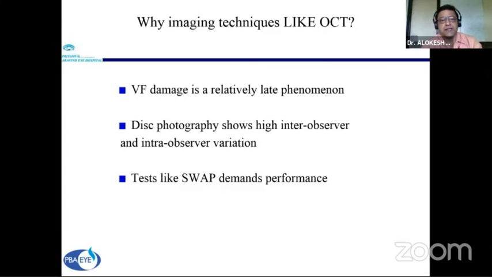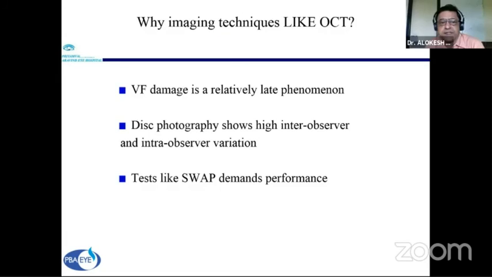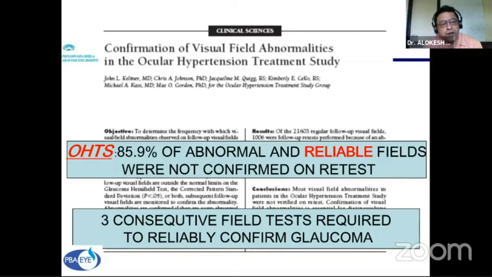So the question that first arises is why are we depending on imaging techniques like the OCT? Firstly, visual damage is a relatively late phenomenon, and disc photography or clinical examination shows higher inter-observer as well as intra-observer variation, and tests like visual field demand performance. The Ocular Hypertension Treatment Study showed that almost 86% of abnormal and reliable fields were not confirmed on retest, and it required 3 consecutive field tests to reliably confirm glaucoma or progression to glaucoma.